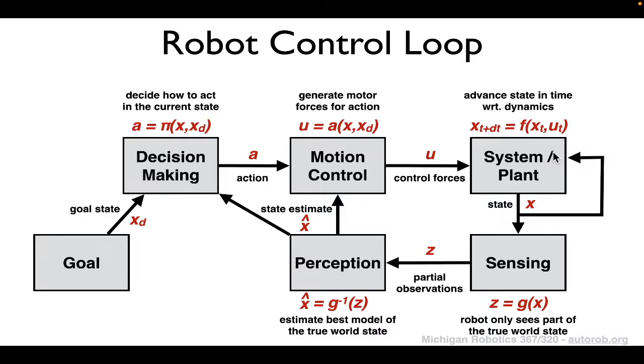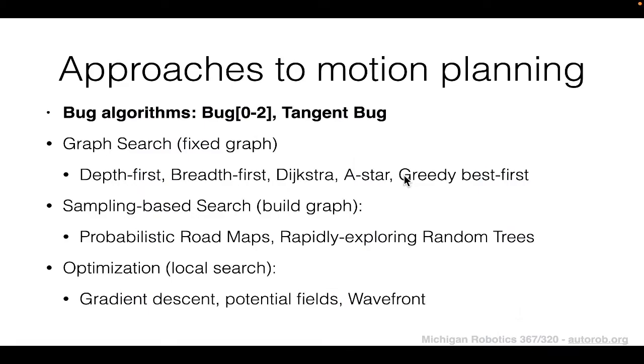And so this topic of motion planning fits in between or across these two core modules of decision making and motion control. Ultimately, what our motion planner should do is decide how our robot should act in order to achieve some desired state. And so the topic of today's lecture fits within this topic of motion planning.